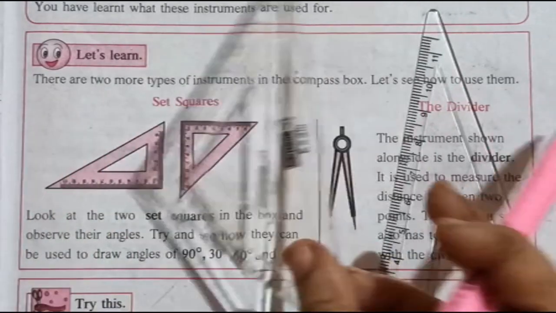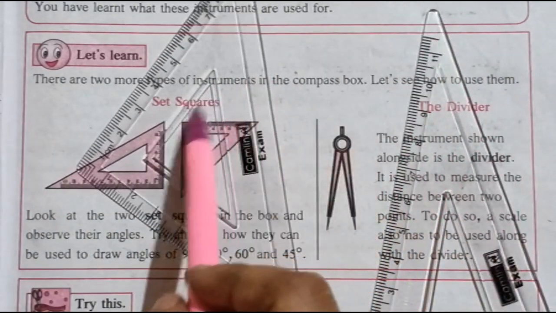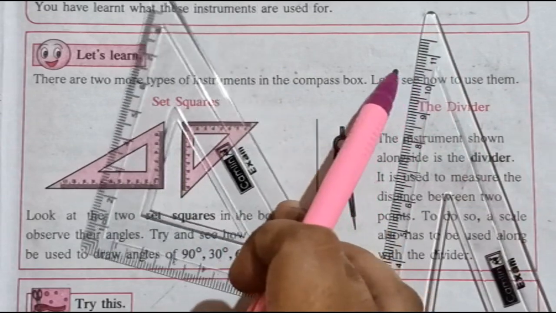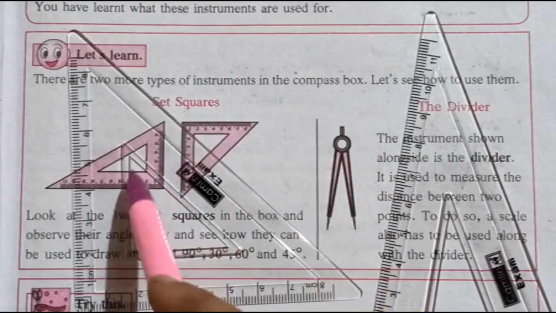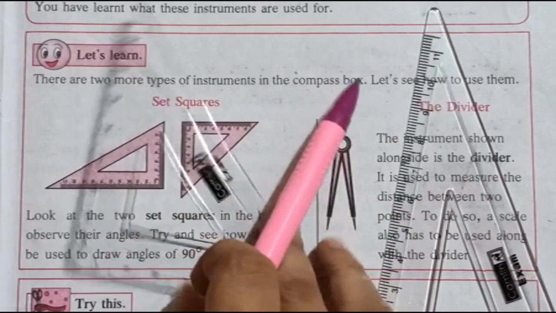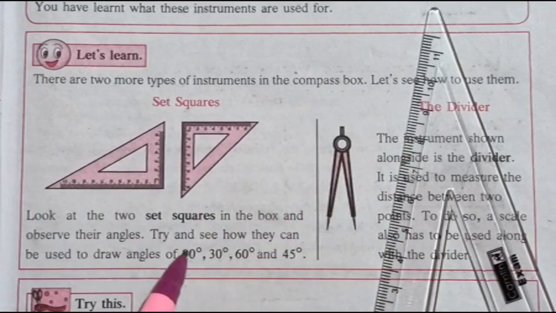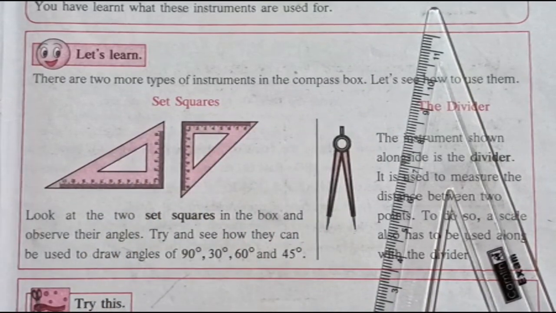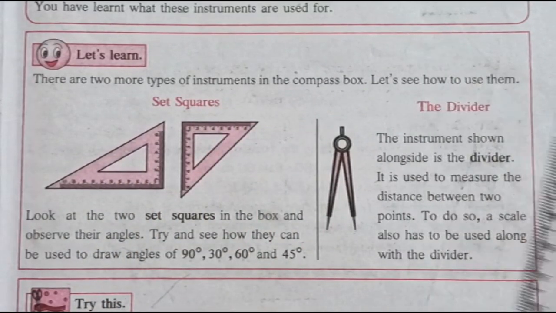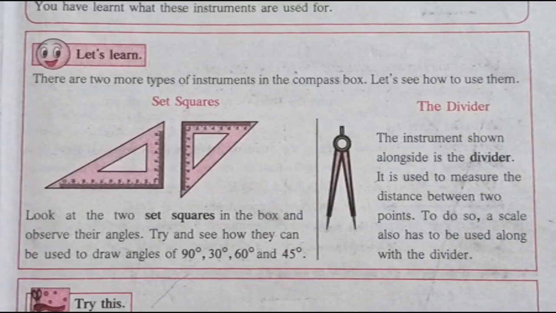In another set square, you can see this one with an acute angle. If we place it like this, it becomes a right angle triangle. If we tilt it, it becomes an acute angle. So with different degrees they have given 90 degrees, 30 degrees, 60 degrees and 45 degrees. These set squares are available, but most probably students do not use set squares; instead they use only a scale and protractor.